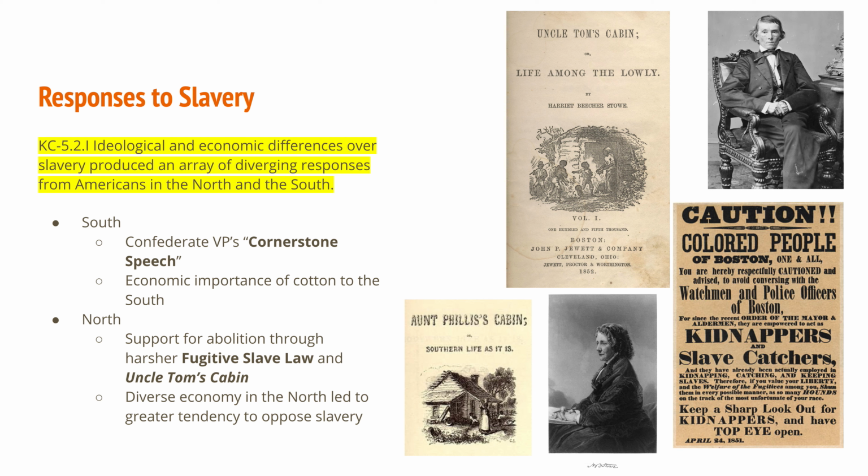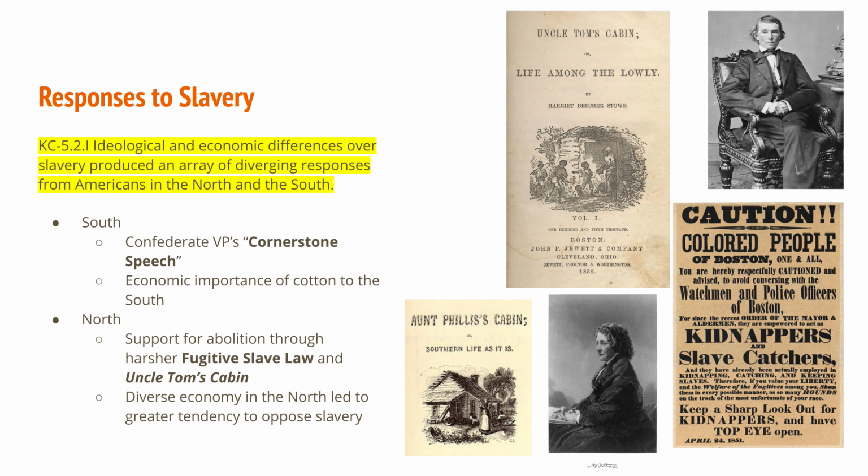All right, so responses to slavery. Ideological and economic differences over slavery produced an array of diverging responses from Americans in the North and in the South. So in the South, the Confederacy created a government that was based on the subjugation of African Americans. In Alexander Stephens' Cornerstone Speech, he says that the foundation of the Confederate government is that African Americans are inferior to whites.